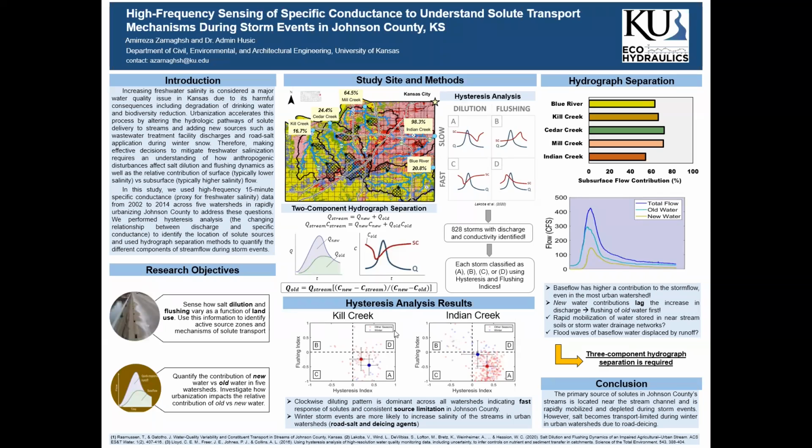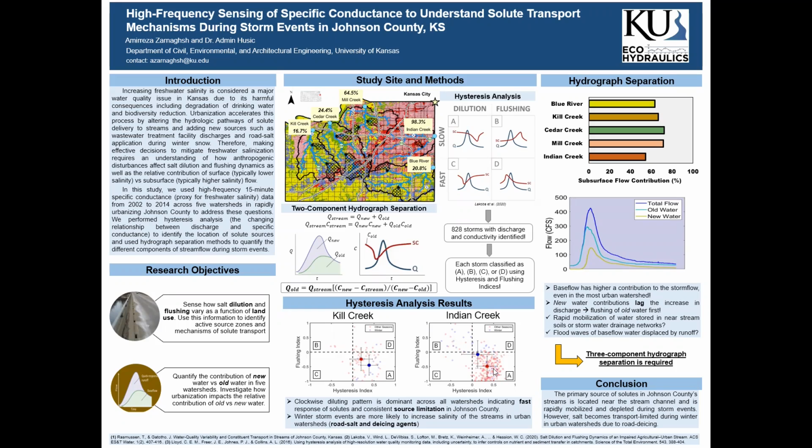So here we can see the results of our hysteresis analysis. Each point here represents a storm event, and we can see most of the storm events are in quadrant A, indicating they have a diluting pattern with proximal sources that are rapidly depleted. This is good news in terms of freshwater salinization.